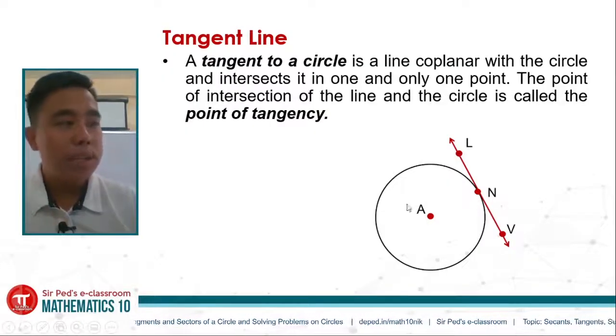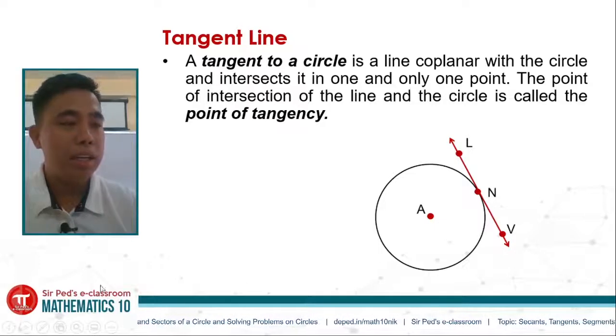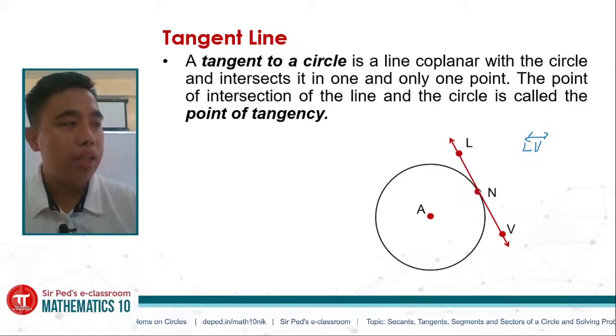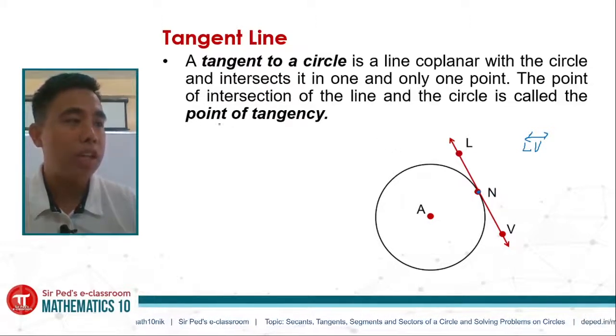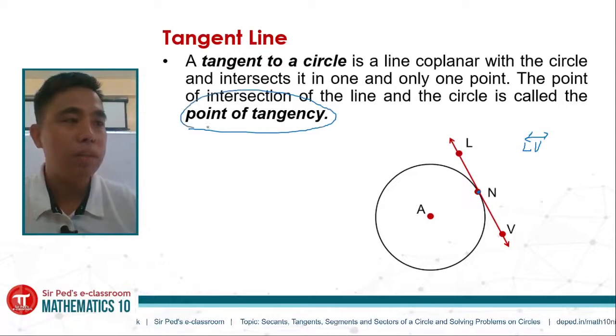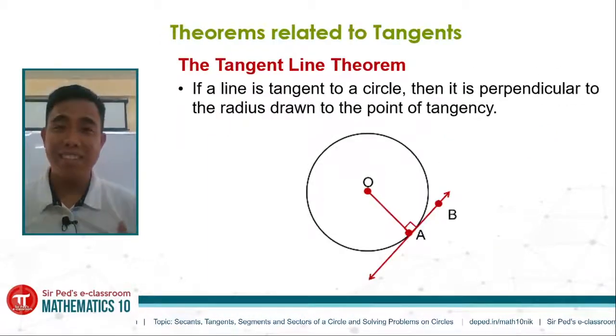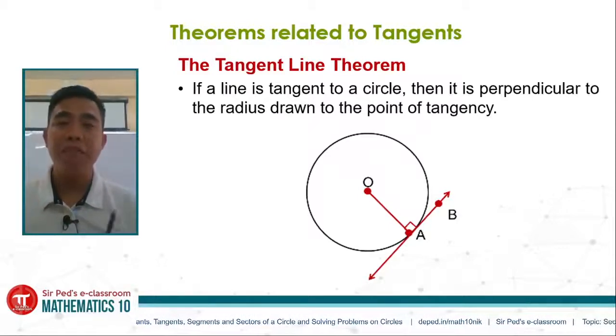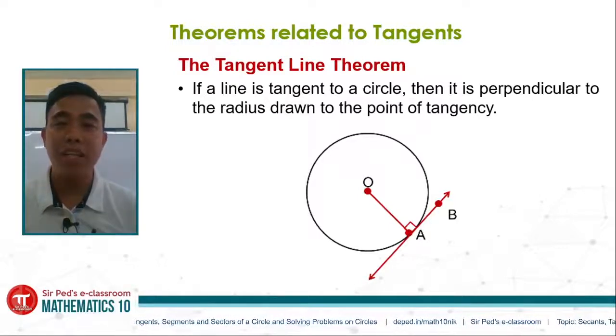So consider our circle here, circle A, and a line LV, and the point of intersection of the circle and the line is point N, only one point. And the point of intersection is what we call the point of tangency. Now, let's talk about theorems related to tangents. The first 3 theorems are stated here without proof.